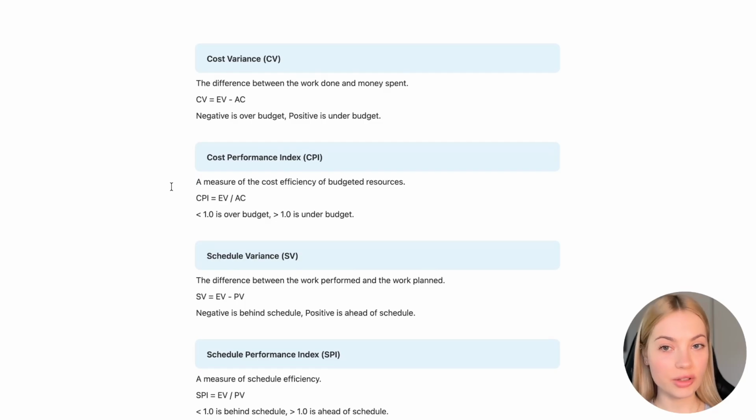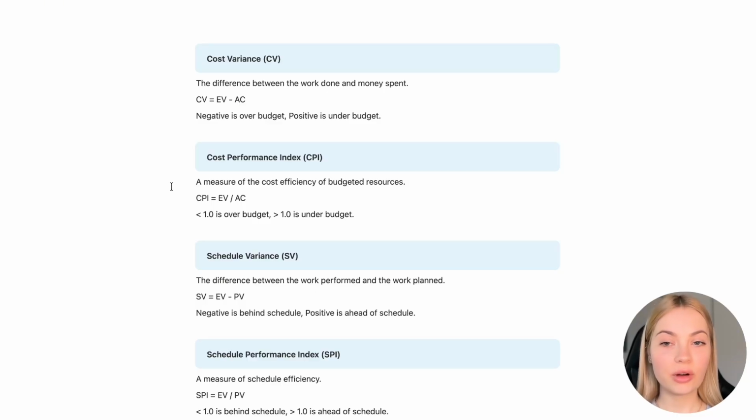Then we have cost variance. It's the difference between the work done and money spent. The formula is cost variance equals earned value minus actual cost. So if the value is negative, it means that we're over budget, while positive means that we're under budget.